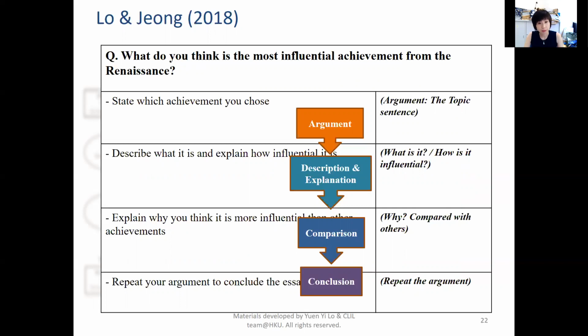They also need to explain why this chosen achievement is more influential than other achievements in the period before reiterating their argument in the conclusion stage. With such a guiding framework, students find it easier to organize their ideas and put them into a coherent text.